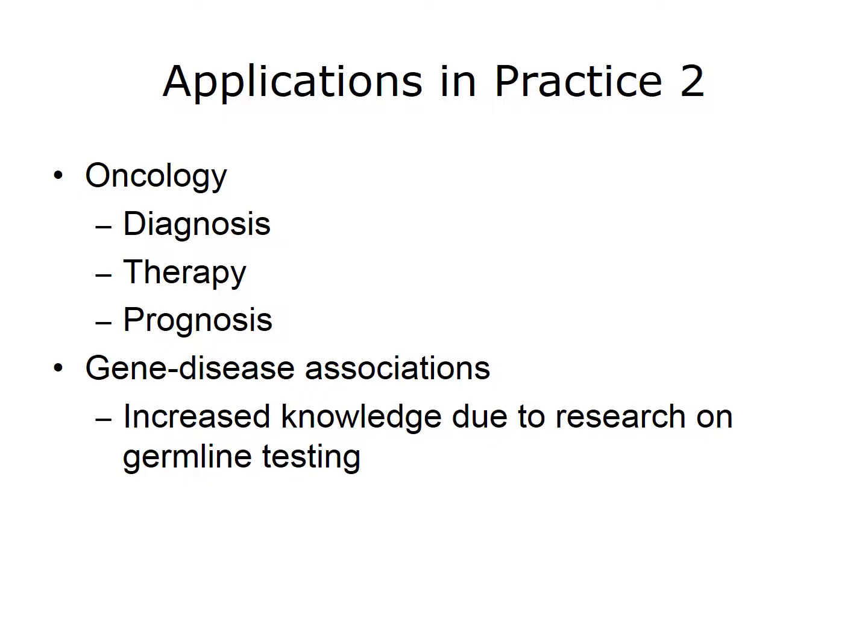For oncology, prognosis is also highly altered by tumor gene molecular subtypes. For example, if a patient has what is known as triple-negative breast cancer, there is no target for therapy. The type of testing involved in the oncology applications is somatic testing that examines characteristics of the tumor cell. But the research on germline testing has led to more knowledge about gene-disease associations.